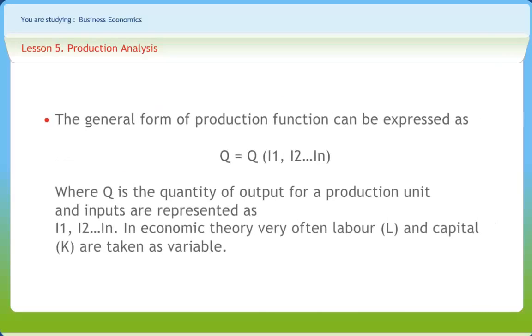The general form of the production function can be expressed as Q = f(I1, I2, ..., In), where Q is the quantity of output for a production unit and inputs are represented as I1, I2, ..., In. In economic theory, very often labor, L, and capital, K, are taken as variable.